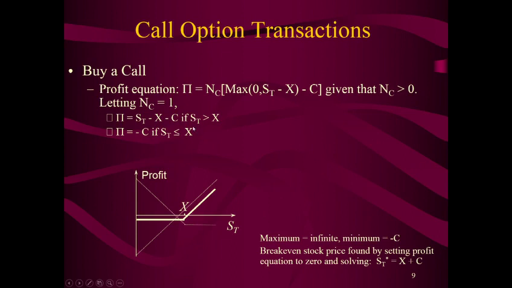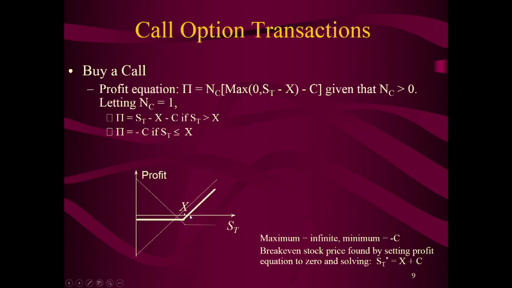So if the stock price is greater than X, your call is in the money, right? So the profit is the payoff, and if it's less than X, it's out of the money, so you lose the premium. Okay. So this is only two profit formula, right?